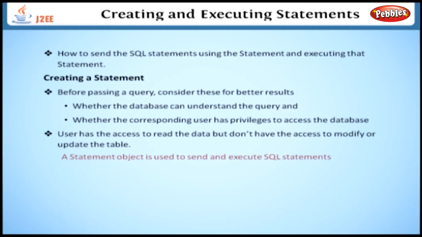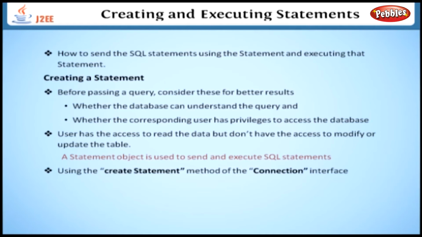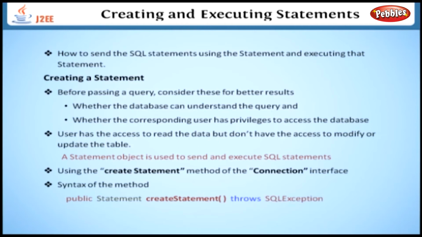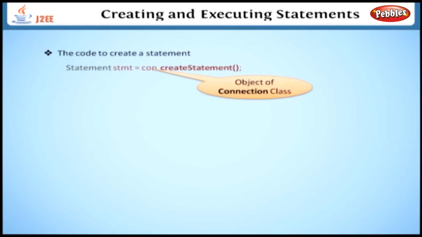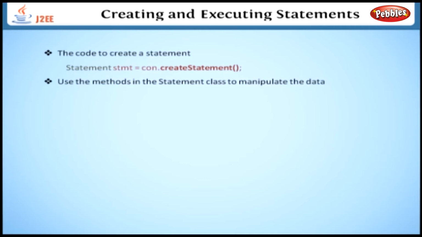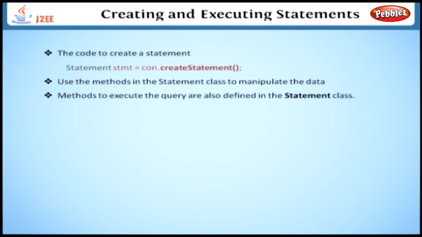A statement object is used to send and execute SQL statements. Create a statement using the createStatement method of the Connection interface. The syntax of the method looks like this. So the code to create a statement looks like this. Here con is the object of the Connection class. Now we've created a statement. Then we can use the methods in the Statement class to manipulate the data. The methods that execute the query are also defined in the Statement class.